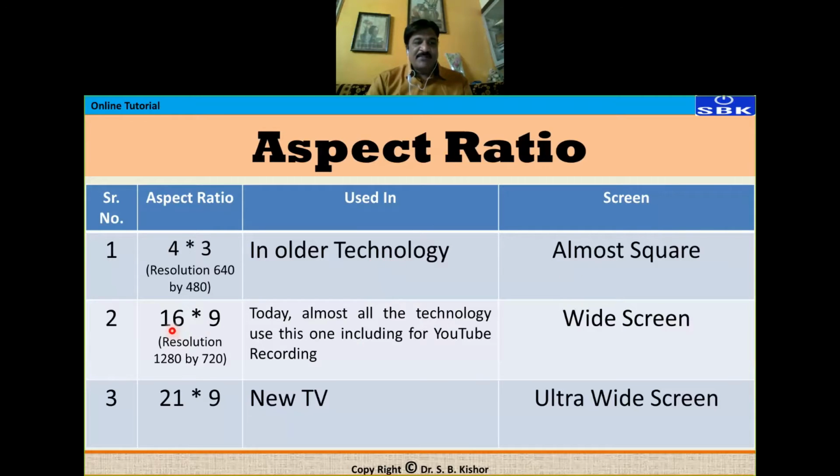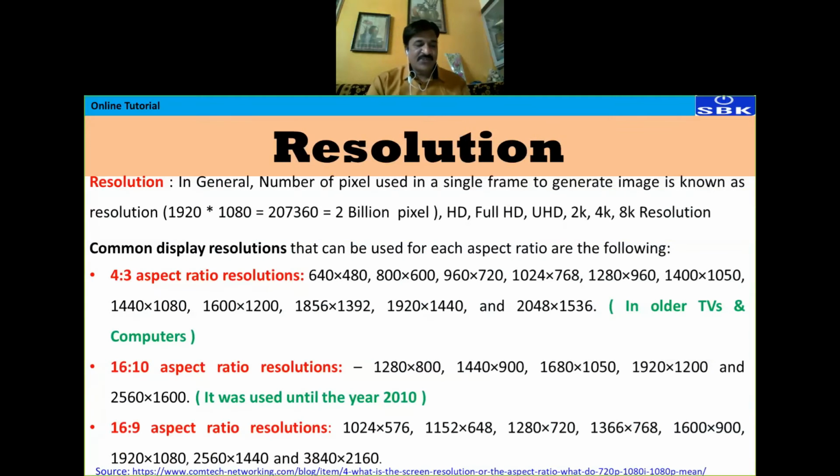Nowadays, we are using a 16:9 aspect ratio, which is used in almost all technologies, including recording your YouTube video. It is used for widescreen. Now, in the recent versions, most of the TVs come with ultra widescreen, which is of aspect ratio 21:9. So, what is the resolution?